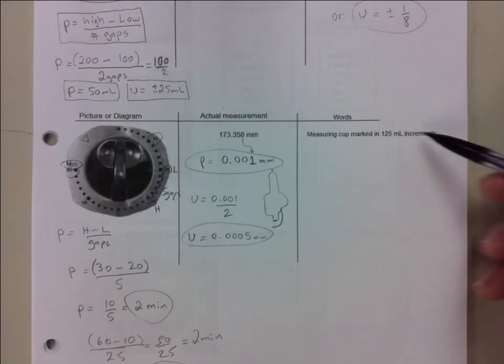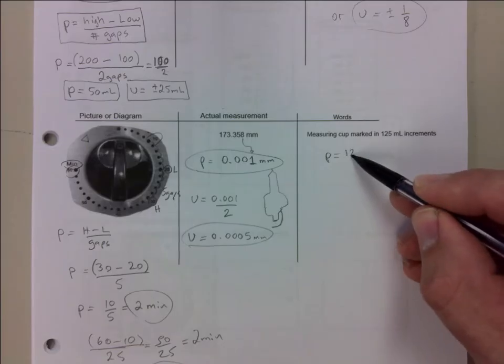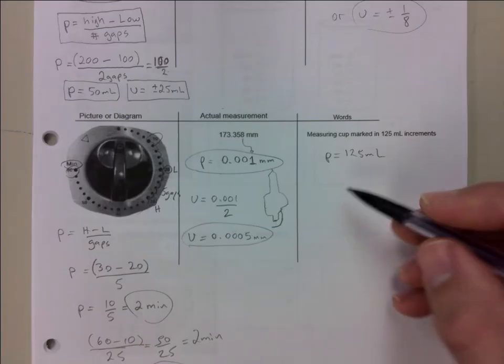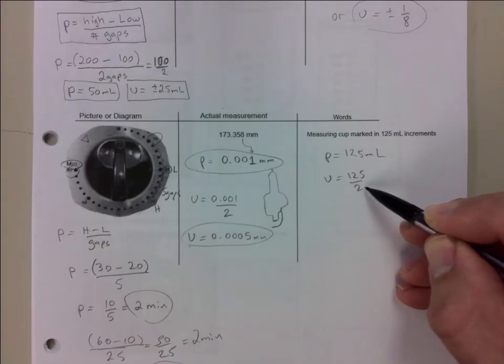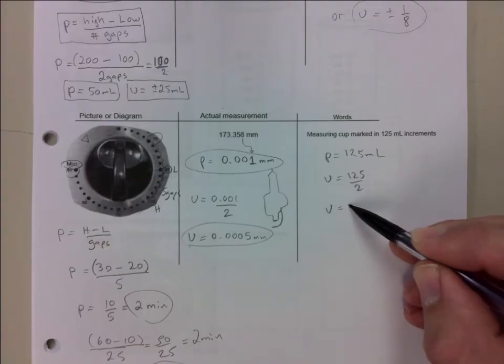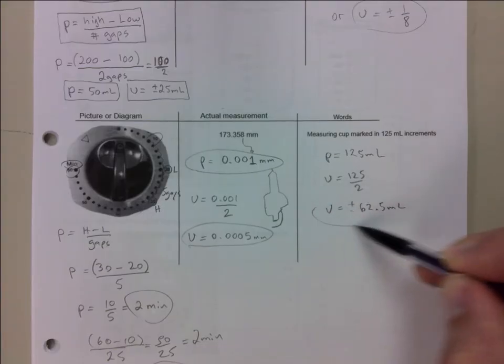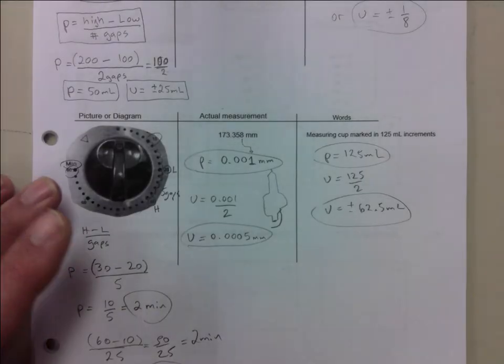What about this one? Cup marked in 125 milliliter increments. That means that your precision is that. It's the markings. And the uncertainty is half of that. What's half of 125? 62.5 milliliters. Use a calculator. You don't have to do mental math there.